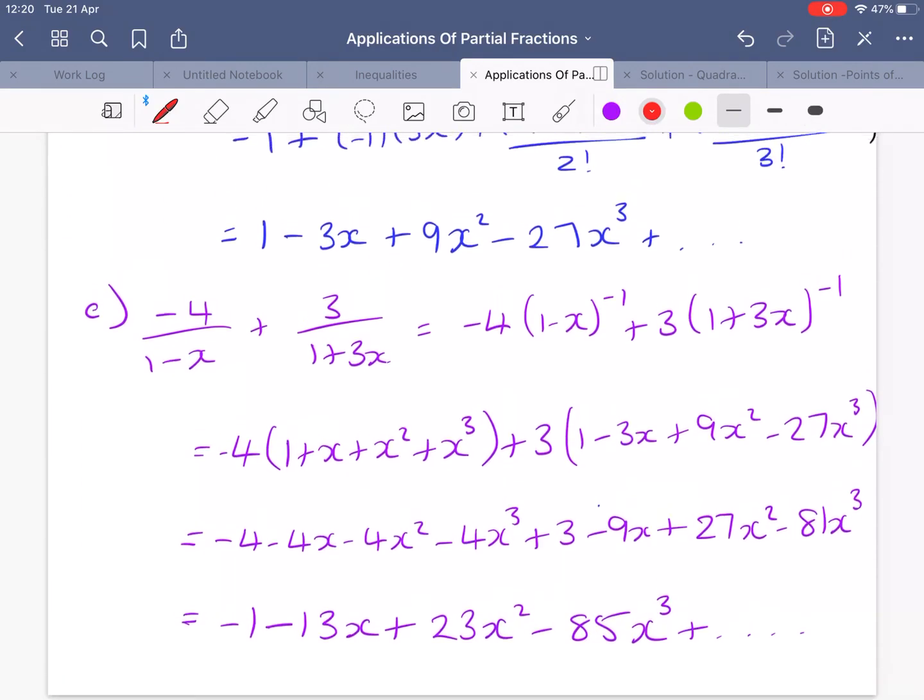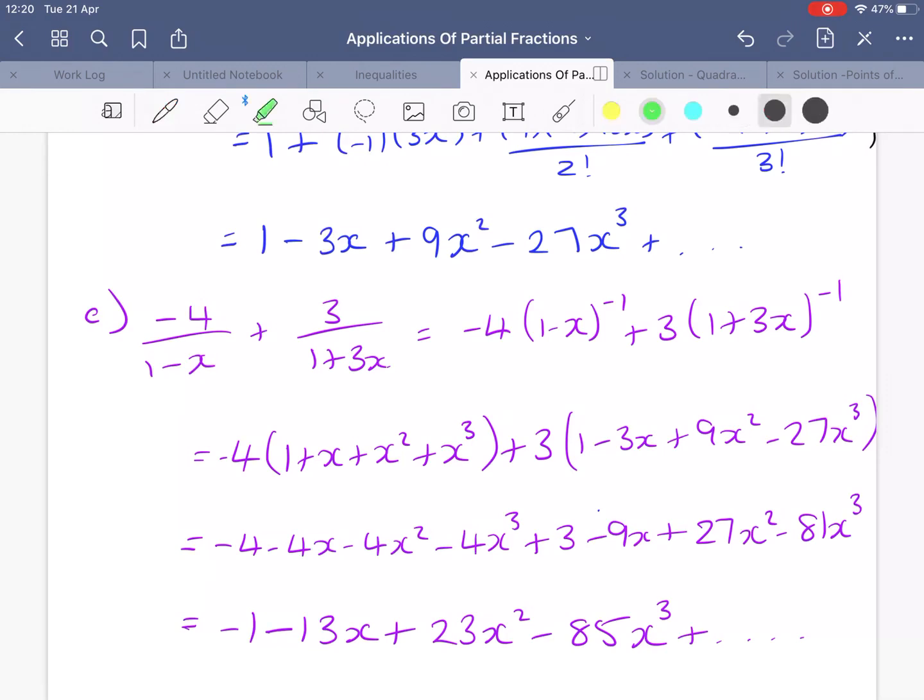And then this is the slightly more complicated bit. So we've got minus 4 lots of this expansion of 1 over 1 minus x. So that comes here, minus 4 lots of this expansion. And then we've got 3 lots of your second expansion, 1 over 1 plus 3x, so you've got 3 lots of 1 minus 3x plus 9x squared minus 27x cubed. Expand the brackets, collect the terms, and hopefully you had the same answer as me.